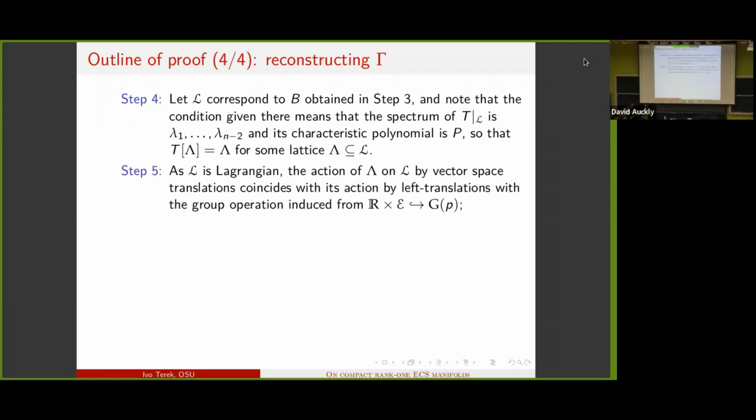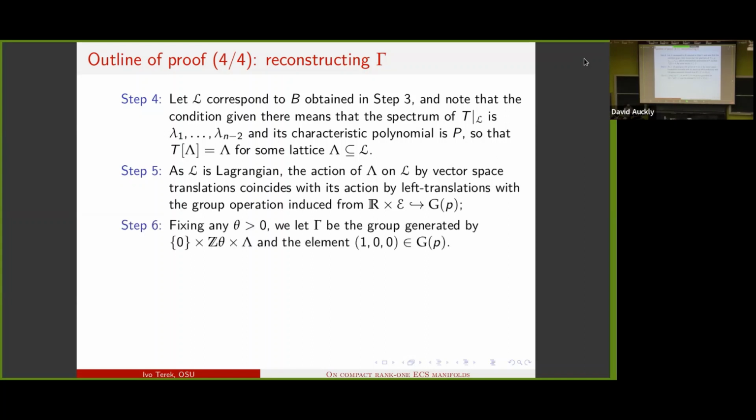But when you restrict to this Lagrangian subspace, because the operation involves omega and omega restricted to L is 0, it does coincide with the vector space operation induced there. So this allows us to use compactness of tori, because if you have a lattice, potentially not full, inside a vector space, then the quotient is compact if and only if you have a full lattice.